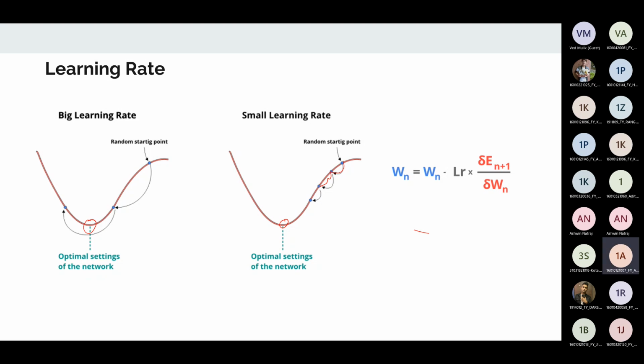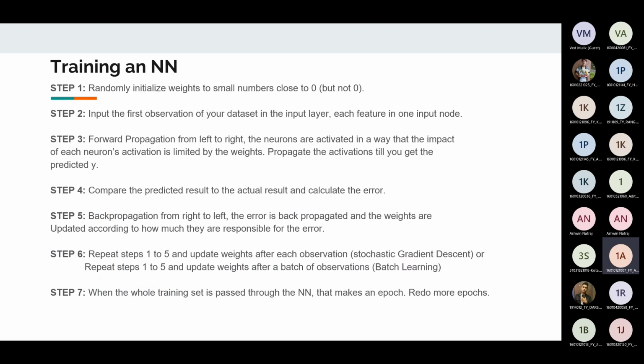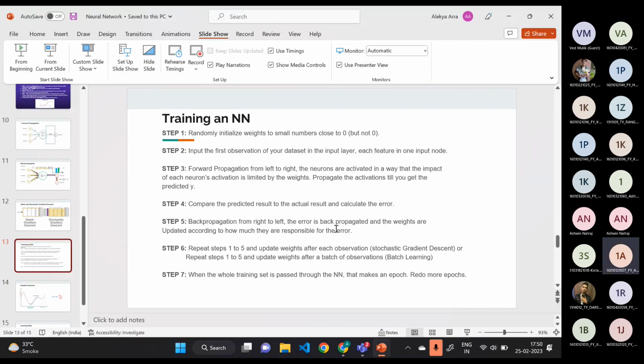Now, since we have covered most of the theory required to understand how a neural network works, we'll just go through the overall training process once again. So first, we randomly initialize the weights and biases to some small numbers closer to 0. And then we give our neural network its input features. Then we perform forward propagation, where the neurons are activated depending upon the weights. And then we calculate the error. And then comes back propagation, where we back propagate this error, and the weights are updated according to how much they are responsible for the error. And then we minimize this error using gradient descent. Okay, so now let's go to the code.